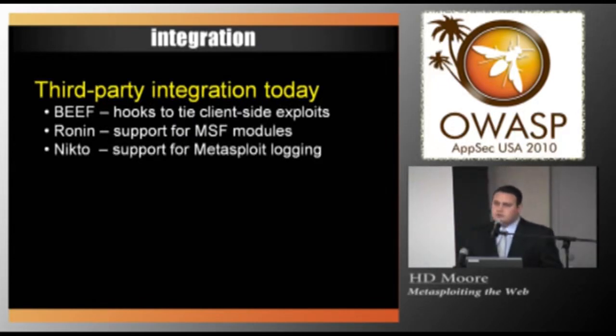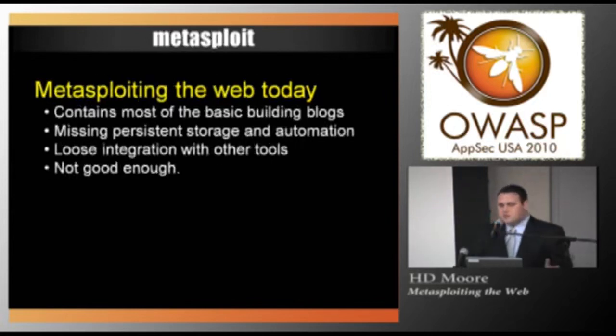Ronin now has full support for Metasploit modules as well. So if you use the Ronin toolkit, it has a bunch of web stuff built into it, and now you can chain Metasploit modules into it by calling out the Metasploit wrapper. Nikto added support for Metasploit logging in the last release last week. So another cool tool that has some basic Metasploit support. But if you actually want to use Metasploit to do web app assessments today, you're basically SOL.